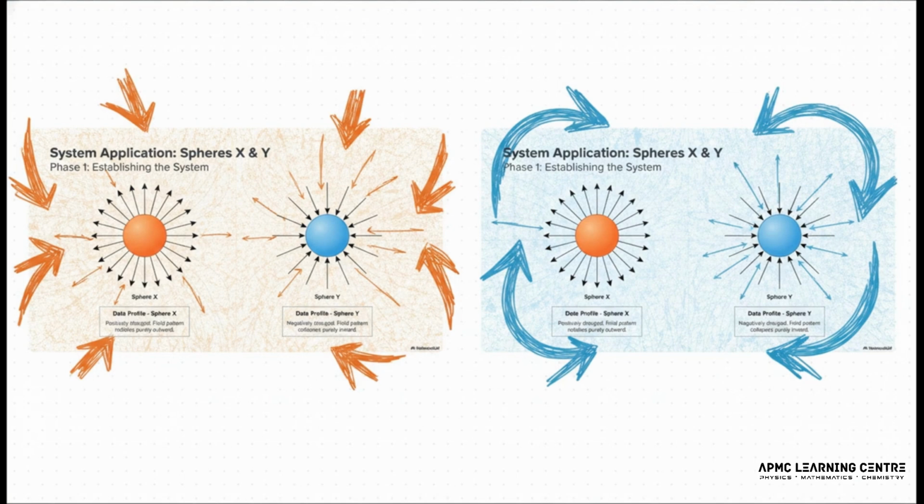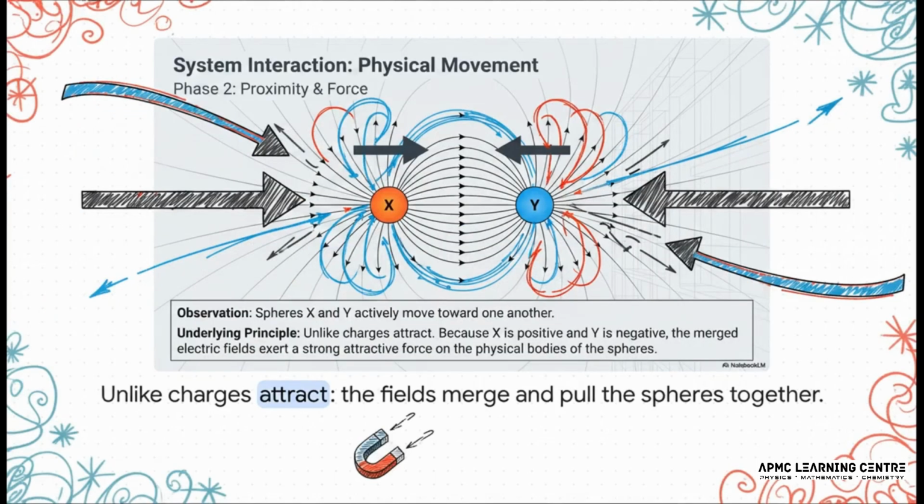On the left, we've got sphere X. It's positive, and you can see its field lines are pointing outwards, exactly like the rules say they should. And on the right, we've got sphere Y. It's negative. And sure enough, its field lines are all pointing inwards. Now, watch what happens when we bring them close together.